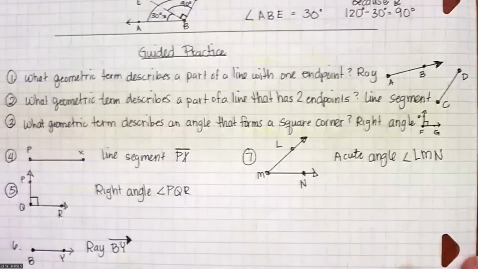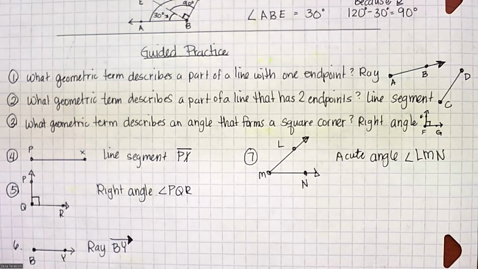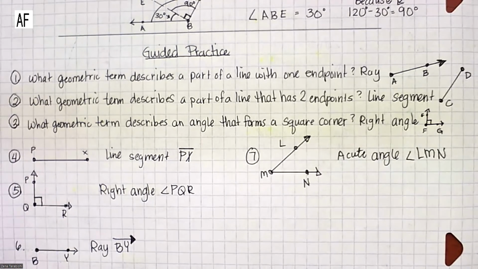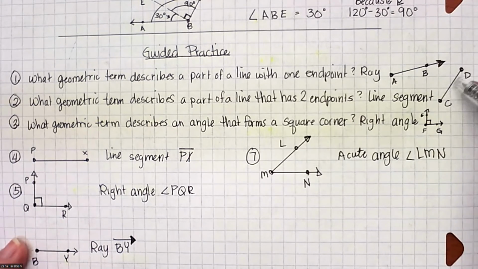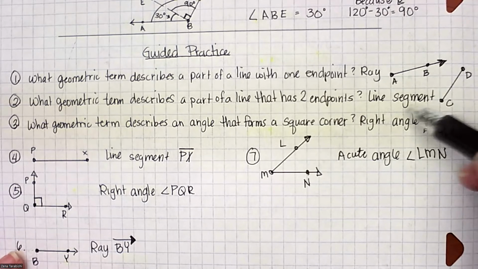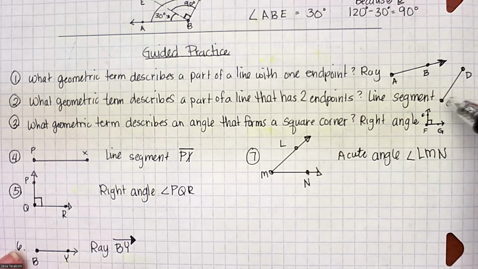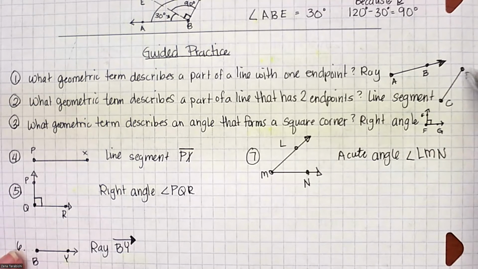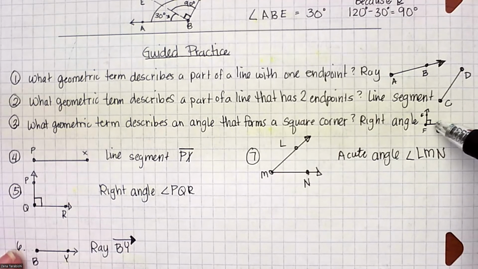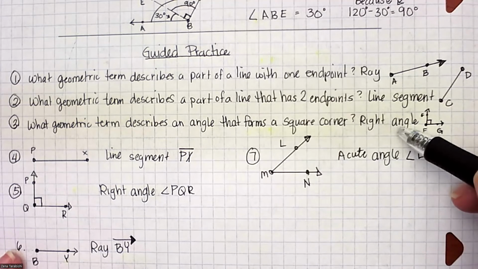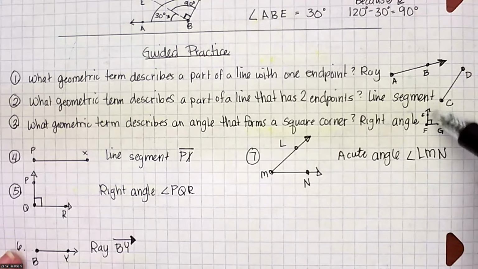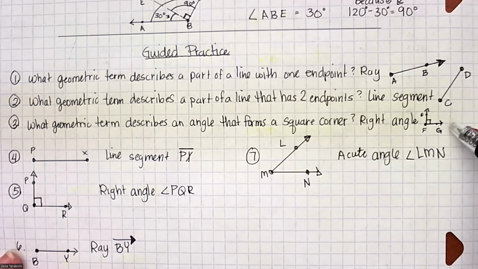Number two, what geometric term describes a part of a line that has two endpoints? So two endpoints means it stops. That's the full section right there. It doesn't go past that. So this is called the line segment. Line segment CD is what I drew over here. This is the total length. It doesn't go out any farther than this. What's a geometric term that describes an angle that forms a square corner? That's called a right angle. This is right angle EFG.